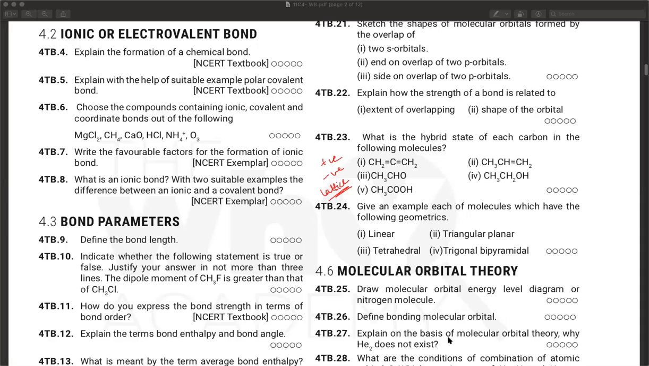Ma'am, we only talk about lattice enthalpy when we're talking about ionic compounds, right? Yeah, lattice enthalpy applies to ionic compounds, wherever a lattice structure is basically formed.